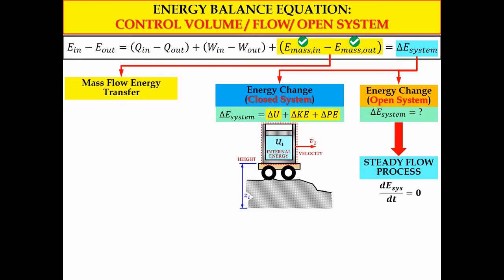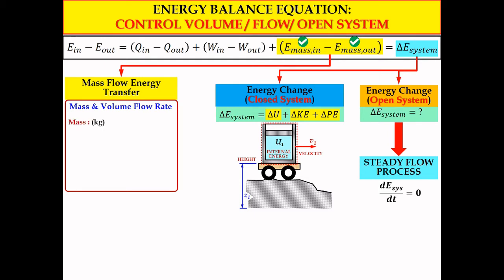Before we go further to discuss the energy balance equation for the open system, we need to know the different terms that we use for mass. Okay, so we have mass and volume flow rate. For mass, the unit will be kilogram. The formula for mass, m equals rho, which stands for density, multiplied by volume, also equal to volume divided by specific volume. Okay, in terms of mass flow rate, the unit will be kilogram per second.